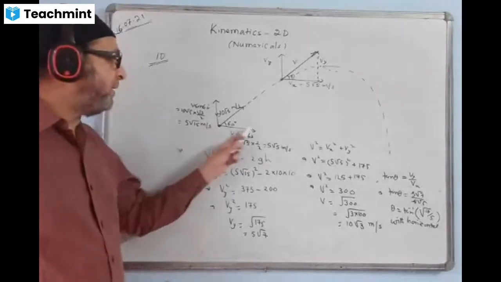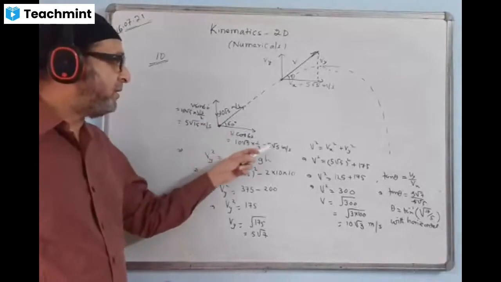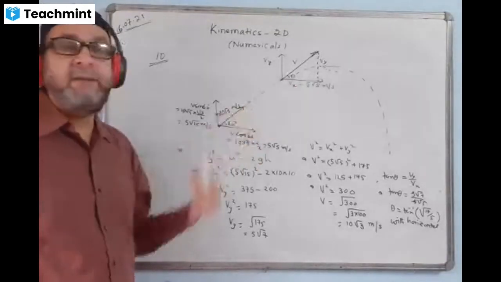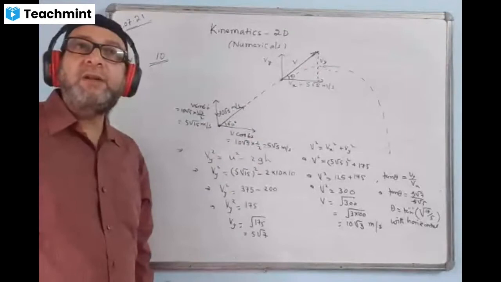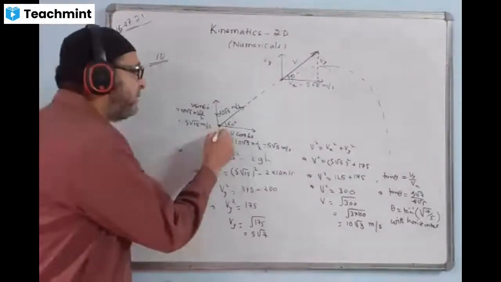We know the fact that horizontal velocity never changes. This 10 root 5 I'm breaking here. So 10 root 5 into cos 60 is coming. Horizontal velocity everywhere will remain the same, and horizontal velocity we can denote by Vx. This is the value of Vx.